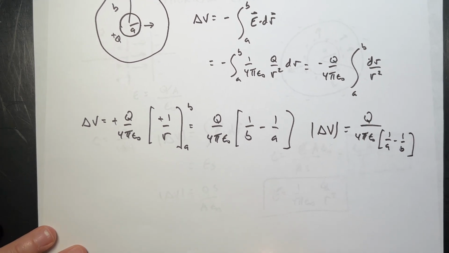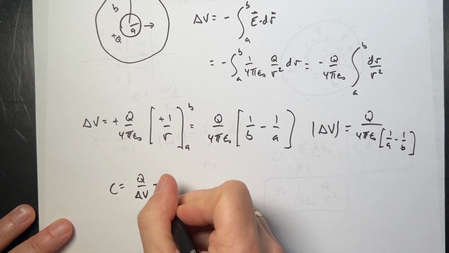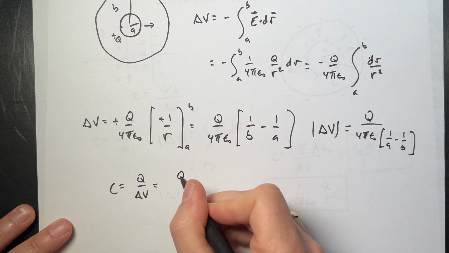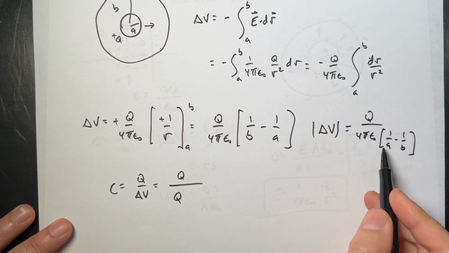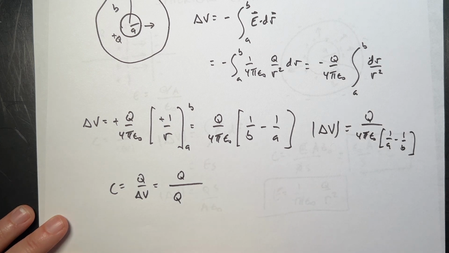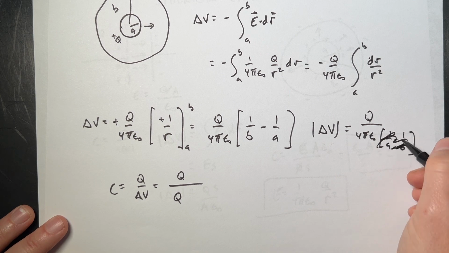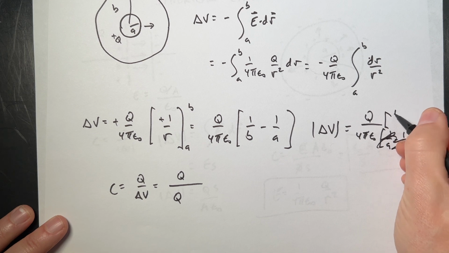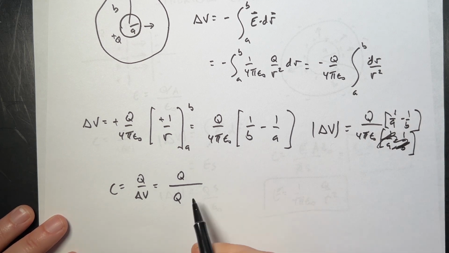Now I can calculate the capacitance. C is Q over delta V. So it's going to be Q divided by this, Q, and then I have to multiply by this. Wait. That's up on top. Why'd I put that on the bottom? 1 over A minus 1 over B. What was I thinking? You should have stopped me.